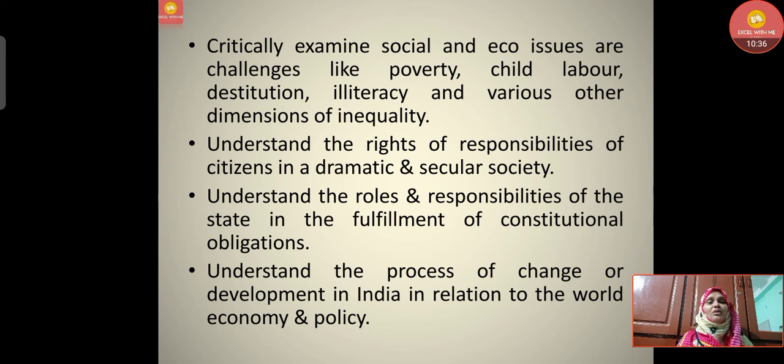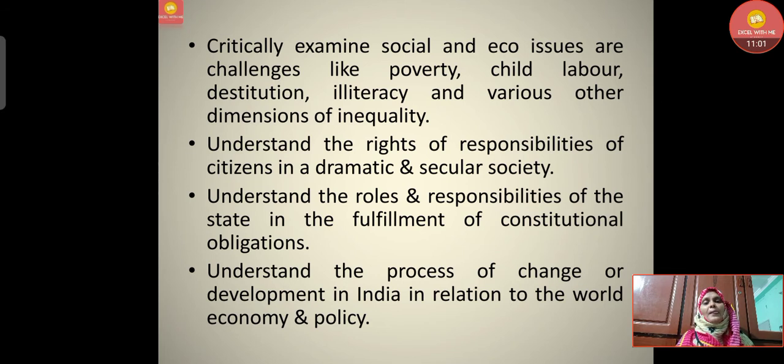Understand the rights and responsibilities of citizens in a democratic and secular society. So what happens here? If the political issues and responsibilities are taught in the beginning itself, because children are the future citizens of the country, they will understand what the responsibilities of a good citizen are.